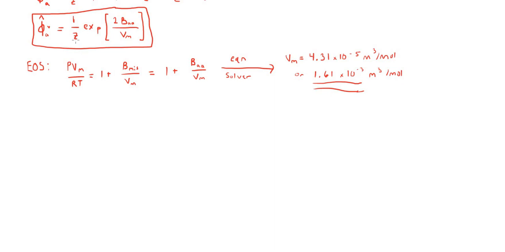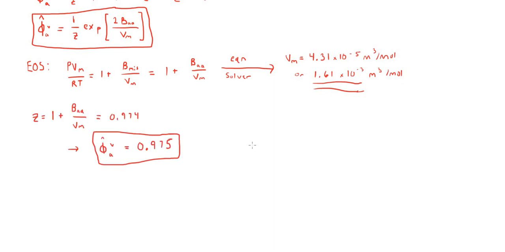Using this chosen value, we can solve for V and plug everything into the expression up here for the fugacity coefficient and solve for it numerically. When you plug everything in, you'll get the final answer that the fugacity coefficient of A in the mixture is 0.975.